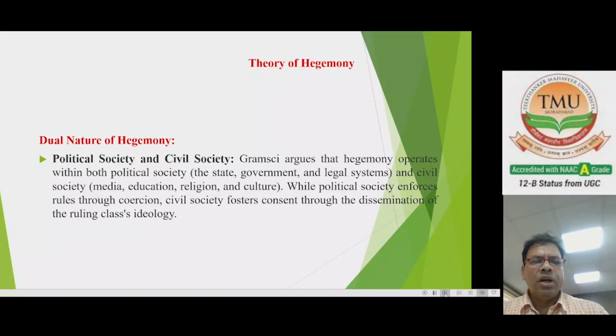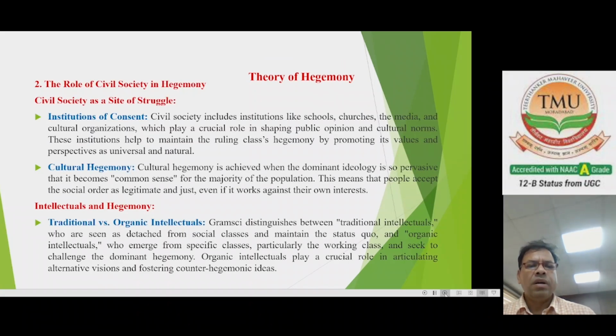Next, about the dual nature of hegemony: political society and civil society. Gramsci argued that hegemony operates within both political society, the state, governments, legal systems, and civil society, media, education, religion, and culture. While political society enforces rule through coercion, civil society fosters consent through the dissemination of the ruling class ideology. Next, we talk about the role of civil society in hegemony.